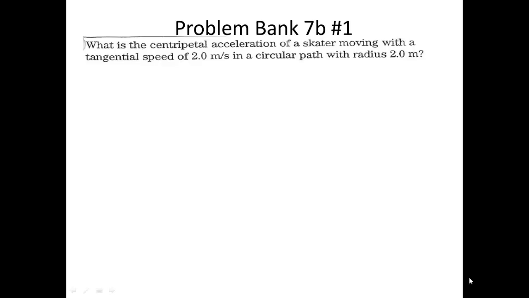So number one, what is the centripetal acceleration of a skater moving with a tangential speed of 2 meters per second in a circular path with a radius of 2 meters? We are given v sub t equals 2 meters per second. We are given a radius of 2 meters. Unknown is our centripetal acceleration, which we'll denote a sub c.